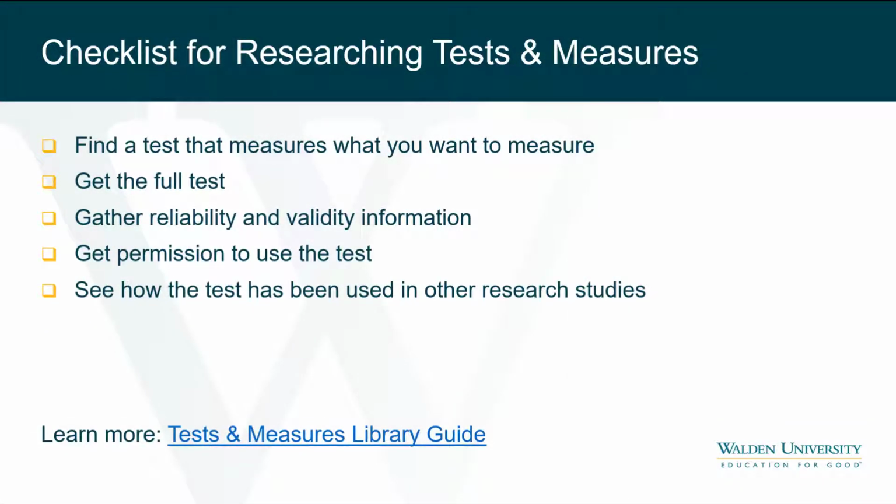There's a lot of pieces to put together when researching tests and measures, so here's a short checklist to make sure you've collected all the information you'll need. First is locating a test that measures what you want to measure. When you've found a test that you think will do that, you'll need to obtain the full test along with validity and reliability information, and then permission to use the test if it's for dissertation research.